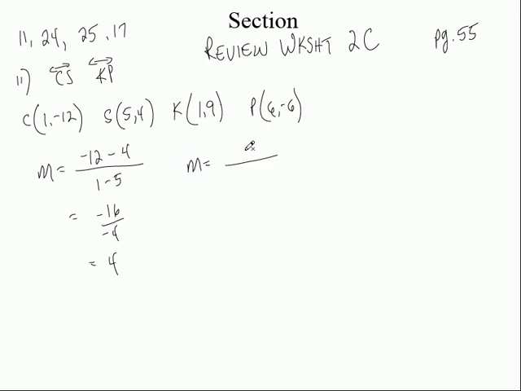Subtract the y's. 9 minus negative 6. And then subtract the x's. 1 minus 6. Let's see what we get. 9 minus negative 6 is the same as 9 plus 6, which is 15, over what? Negative 5. Did I do this right? And that's negative 3. Do they have any relationship?